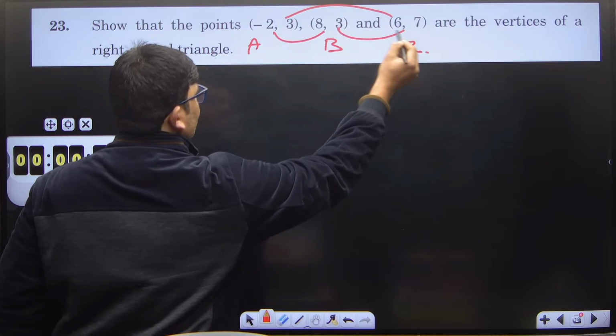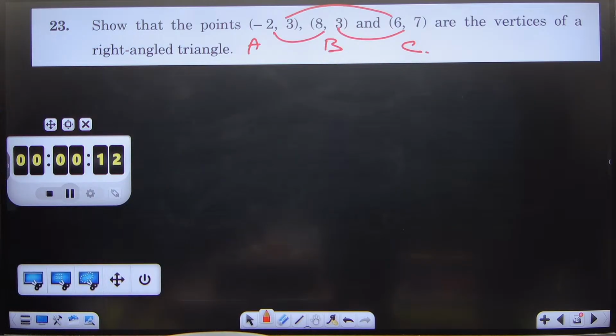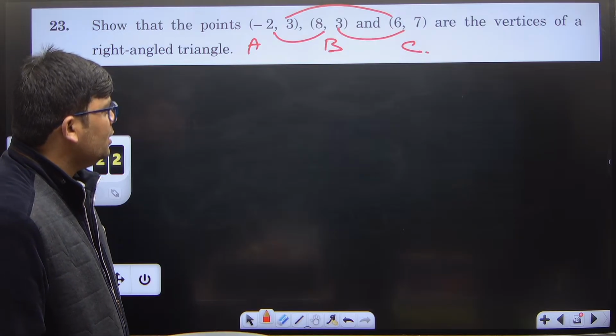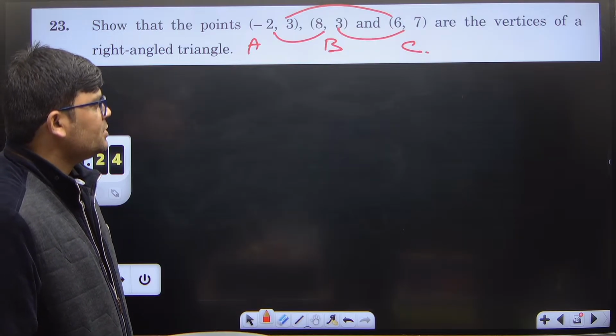Find out. तो प्लीज कोऑर्डिनेट्स बता दो। A is -2, 3, B is 8, 3, and C is 6, 7.